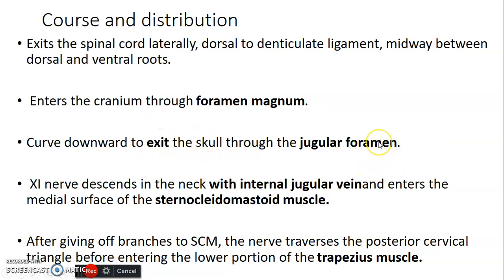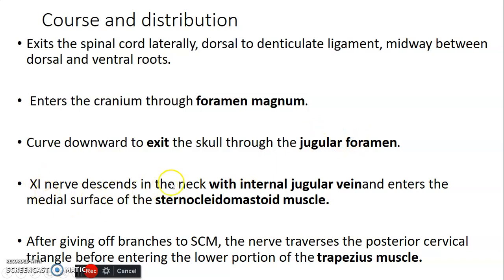Remember, glossopharyngeal was also exiting through the jugular foramen, and vagus. So the 9th, 10th and 11th cranial nerves exit through the jugular foramen. So remember, from the spinal cord it enters the cranium upwards through the foramen magnum, then exits the cranium again through the jugular foramen. The spinal and cranial accessory together join and exit through the jugular foramen.